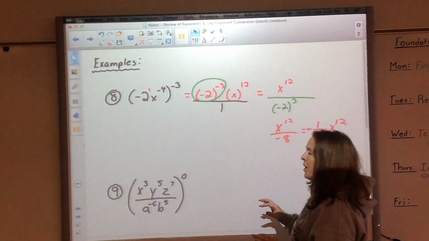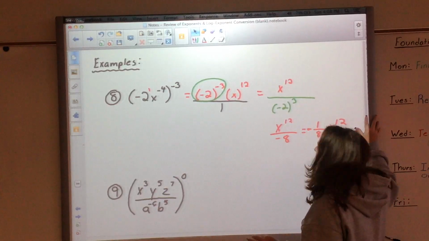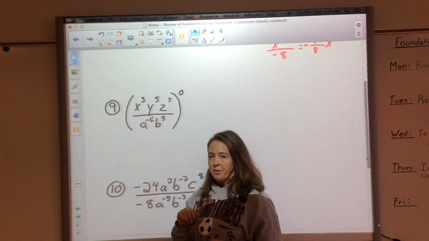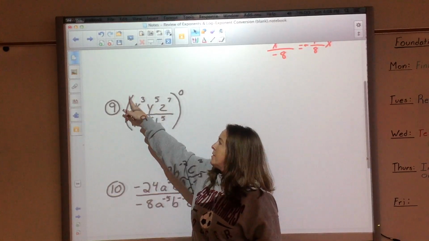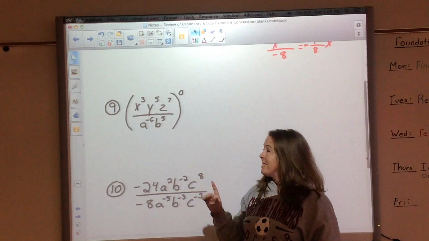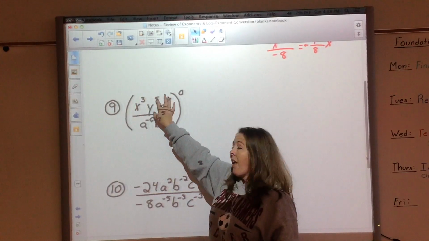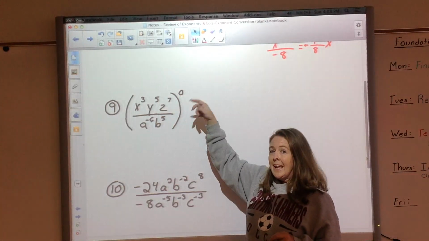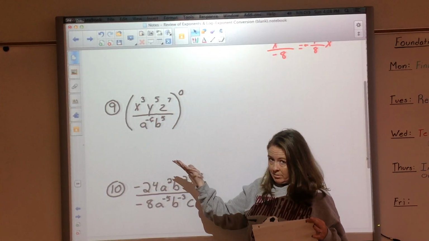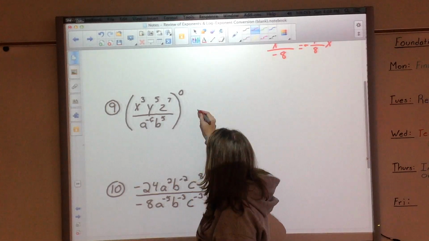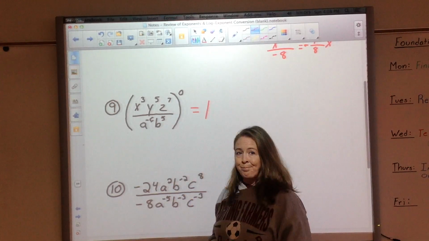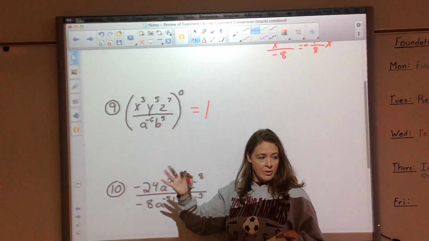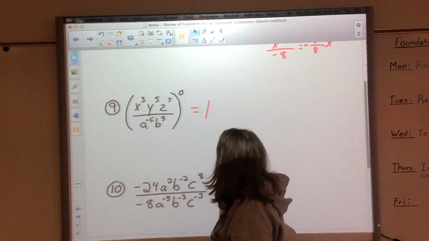All right, number 9, our easiest problem of the day. We have this very large, scary-looking fraction. However, we notice there's a parentheses around it with an exponent, which means that everything inside of here is being raised to the 0 power. And we said that anything to the 0 power is 1. So this whole thing just equals 1. That's it. Don't care what's in there. There's a parentheses with a 0 up there. Your answer is 1 every time.